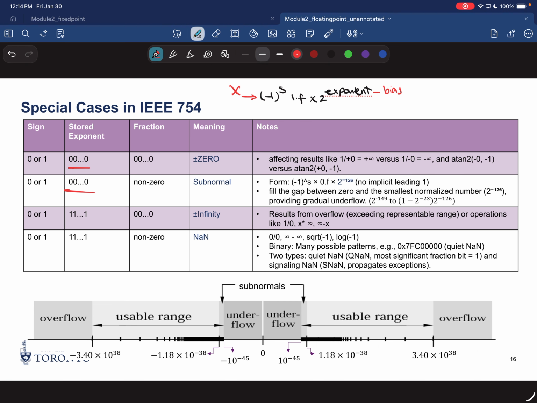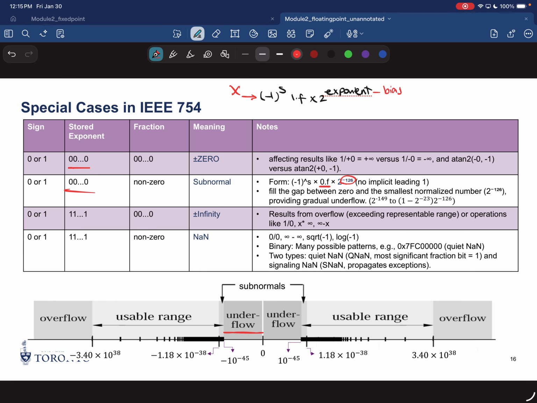Then for subnormal, we cap this exponent to minus 126. Again, this format is not correct, because if the exponent was 0 here, it should have been 2 to the power of minus 127, right? But for subnormal, it's always capped to minus 126, and then the format is going to be 0.f. Okay? That allows us to have this subnormal underflow that is happening gradually.